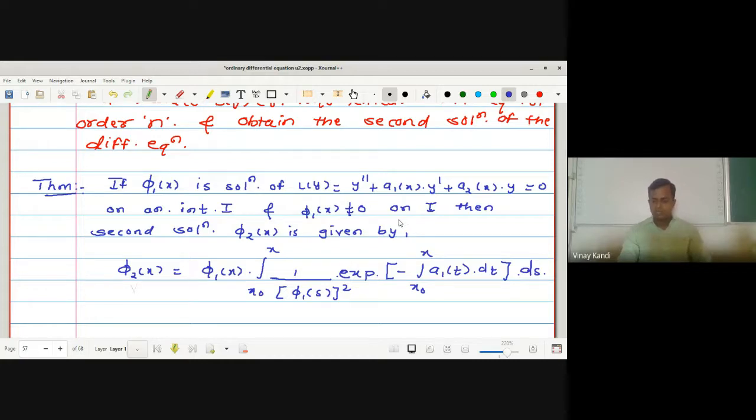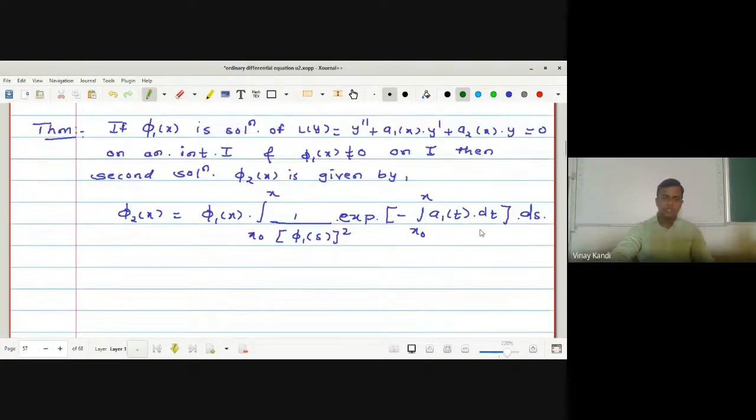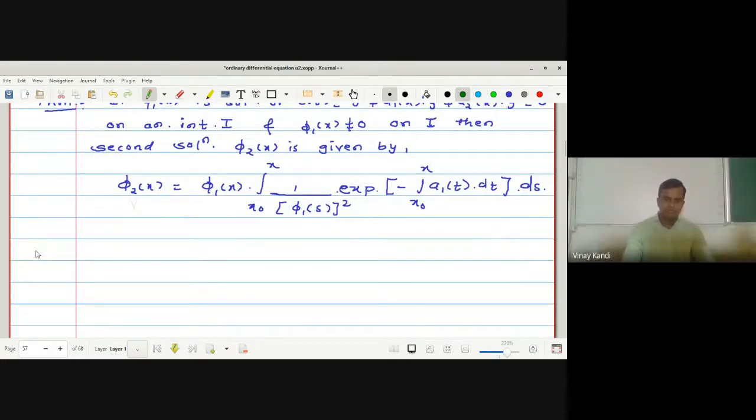Any doubt in this theorem? Any doubt in the statement? If phi 1 is the solution of L of y, which is a second order homogeneous equation with variable coefficients on an interval I, and phi 1 is not equal to 0 on the interval I, then the second solution phi 2 of x is given by this. This exponential means e raised to the power, the bracket is the power of e. Any doubt in this theorem statement? No, sir. Now look at the proof.